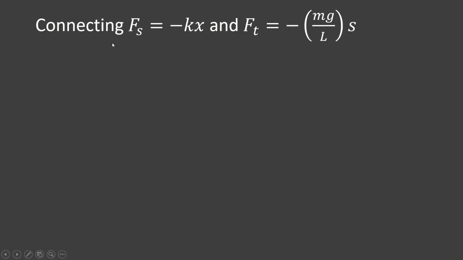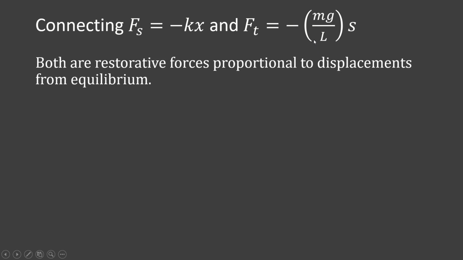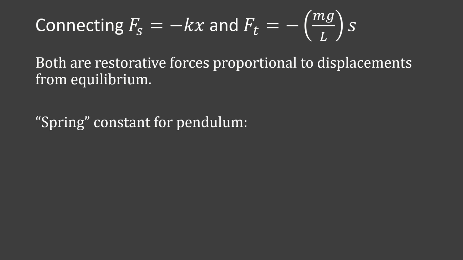So now we connect Hooke's law as well as the equation for the simple pendulum for small angles. And from here, we could actually find an expression for the period of a pendulum. So both of them are restorative forces proportional to their displacements from the center, from equilibrium. If you notice, there's no spring constant for the pendulum, seeing as there's no spring in the pendulum. But then there should be an effective spring constant for it. So instead of writing k, we can write it as k sub p.